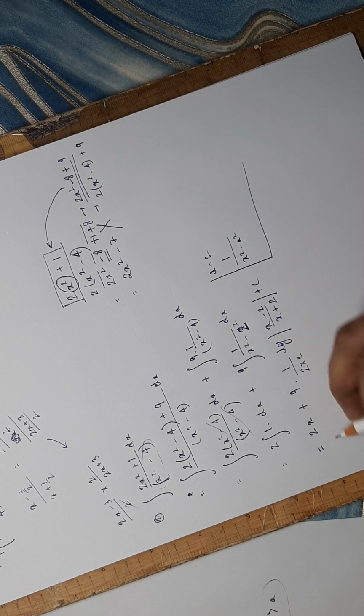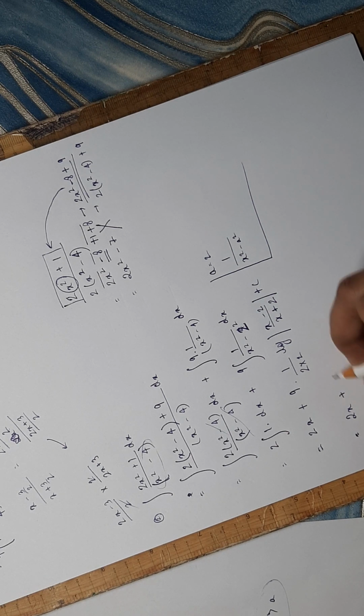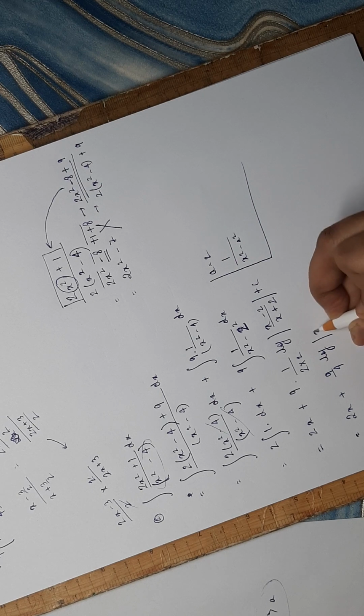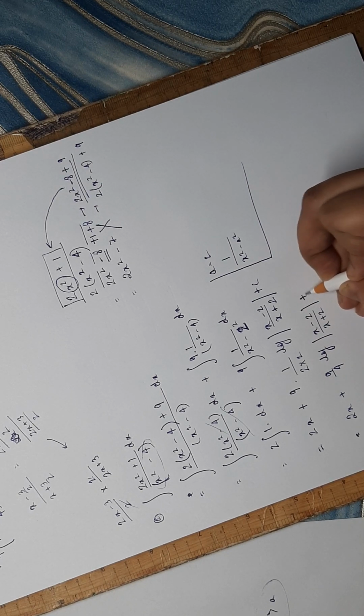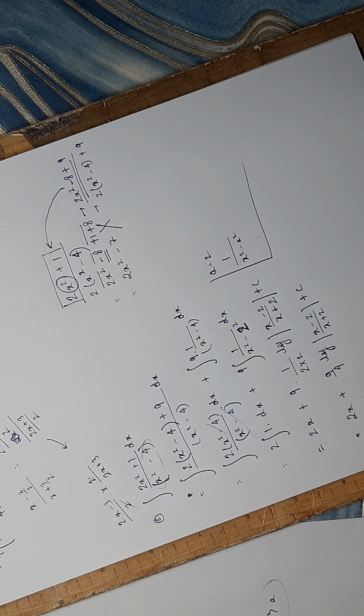Is that clear? Now after the final manipulation, what do we get? 2x plus 9 by 4 log of x minus 2 by x plus 2. We can't do any manipulation there. It will stay as it is, plus c.